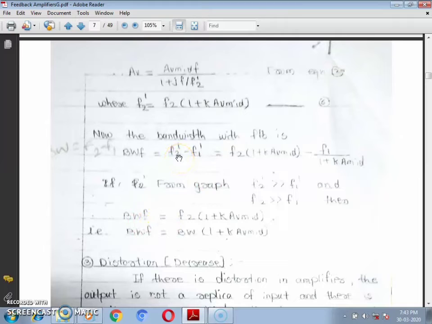So if we concentrate on this expression by considering the graph, BWF is equal to F2 dash, which is F2 times (1 plus KAV mid). But F2 is approximately the bandwidth without feedback, BW. Thus the bandwidth with feedback depends on the factor 1 plus KAV, which increases the bandwidth of the basic amplifier by the feedback factor 1 plus KAV.